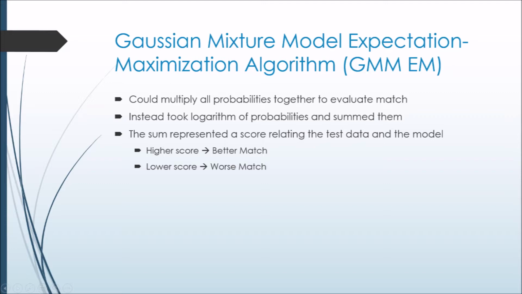We could multiply all the probabilities together to create a probability that the speech file matched the model, but instead we took the logarithm of the probabilities and summed up these logs to create a score, because if you remember the log rule, the log of things being multiplied is equivalent to the log of each individual item being summed. So this sum represented a score relating the test data and the models, and the higher score created a better match and the lower score indicated a worse match.